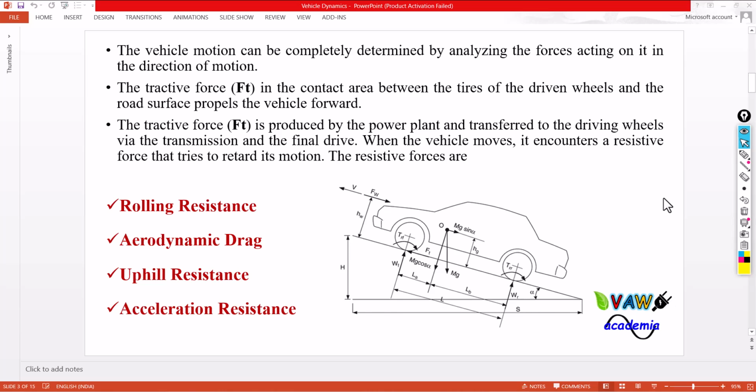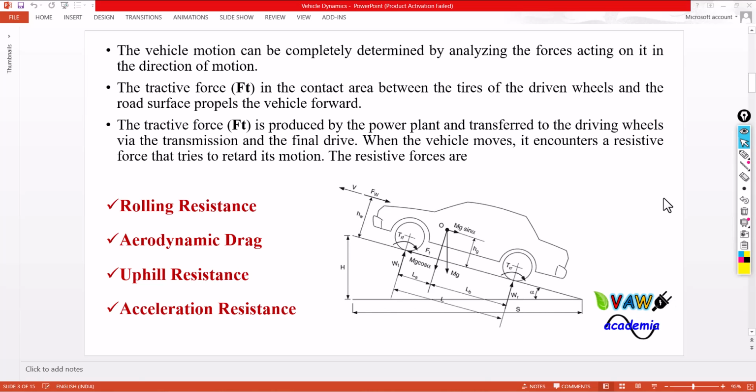The vehicle motion can be completely determined by analyzing the forces acting on it in the direction of motion. The total force required, which we normally call the tractive force, is the force in the contact area between the tires of the driven wheels and the road surface that propels the vehicle forward. There are four main opposing forces acting on the vehicle: rolling resistance force, aerodynamic drag, uphill resistance, also called grading resistance, and the fourth one is acceleration resistance.